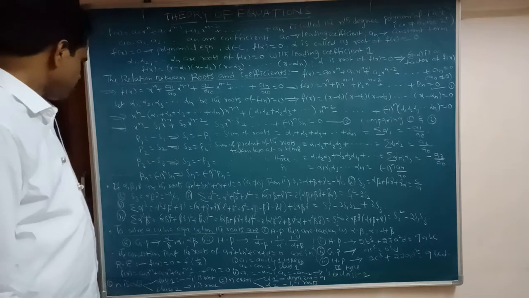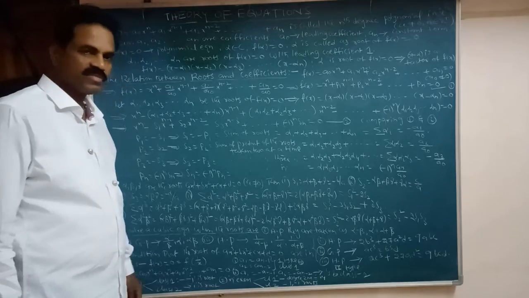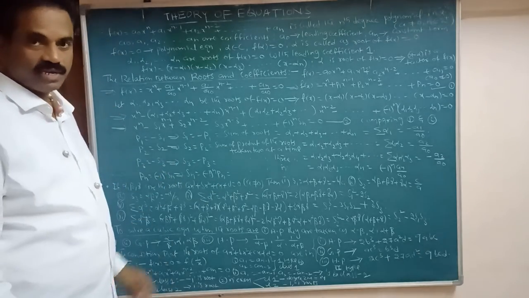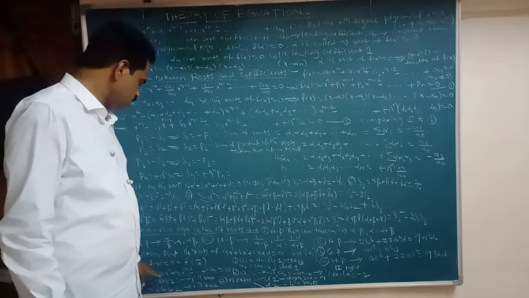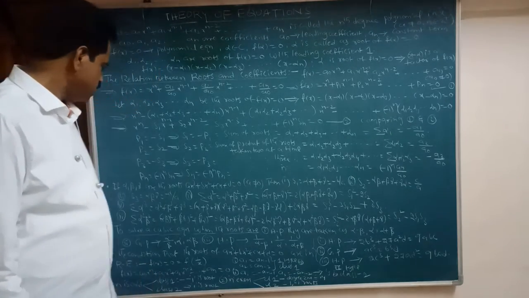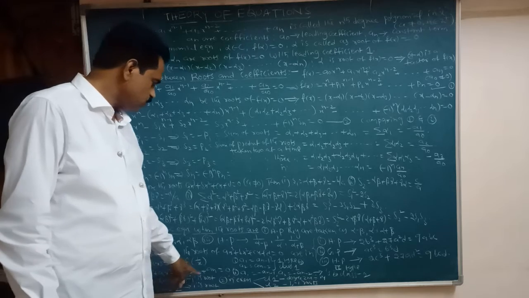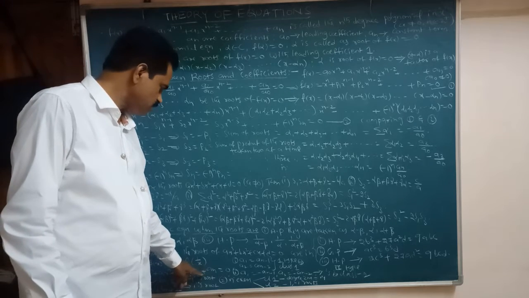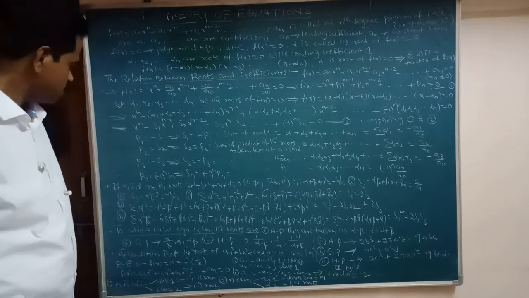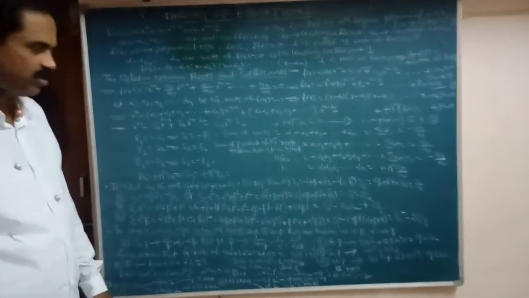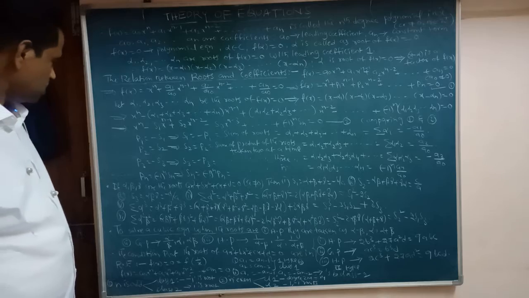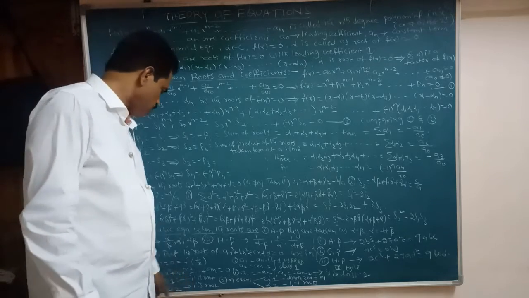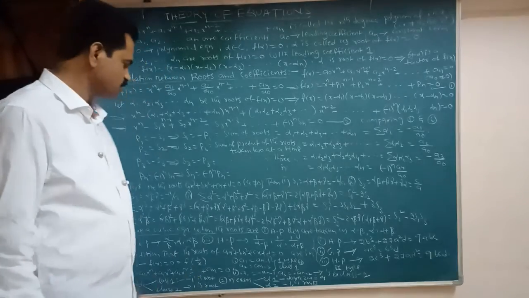Here there are two cases again: n is odd and n is even. When n is odd, in class 1 and class 2, for class 1, 1 is always a root of this odd degree equation. For class 2, minus 1 is a root of this odd degree equation.